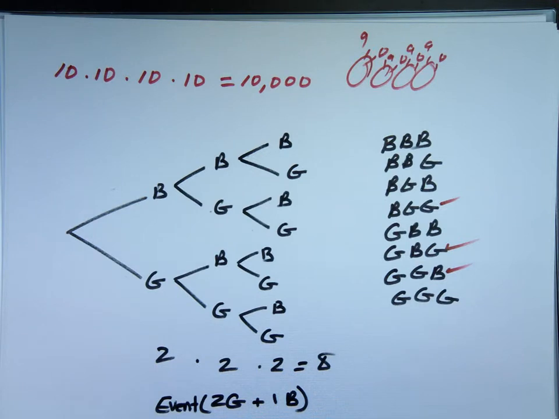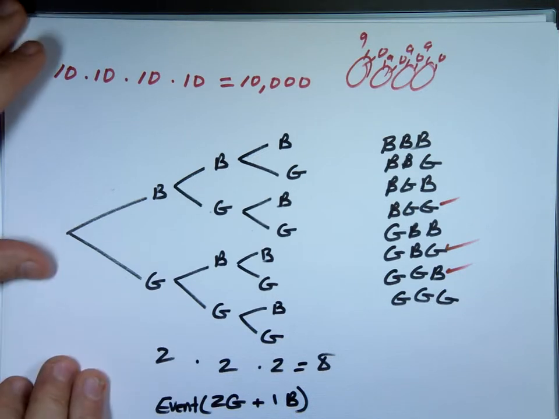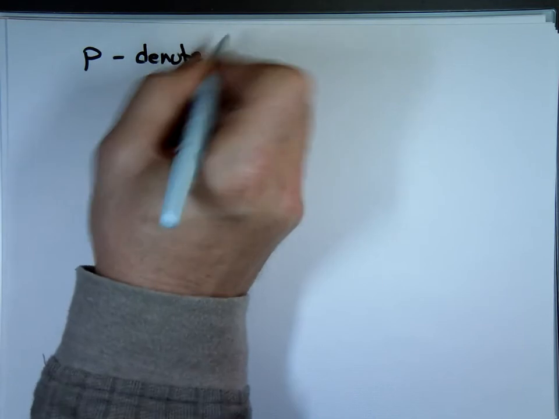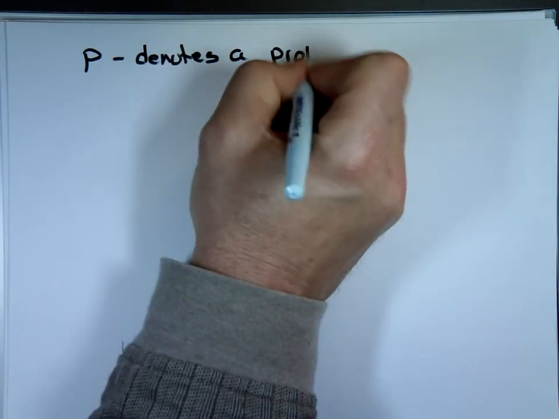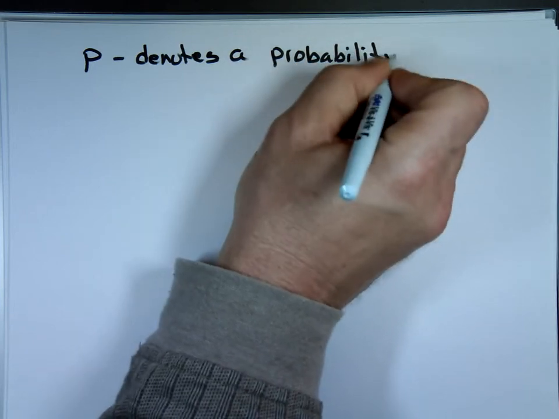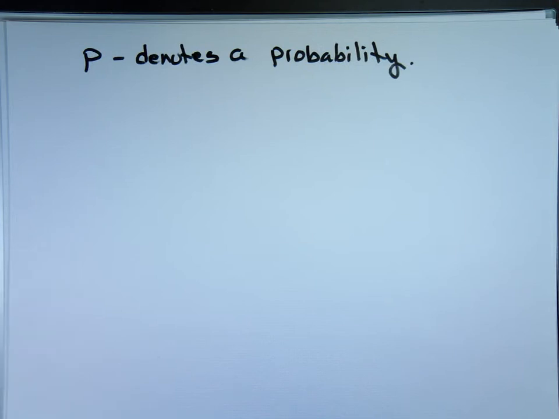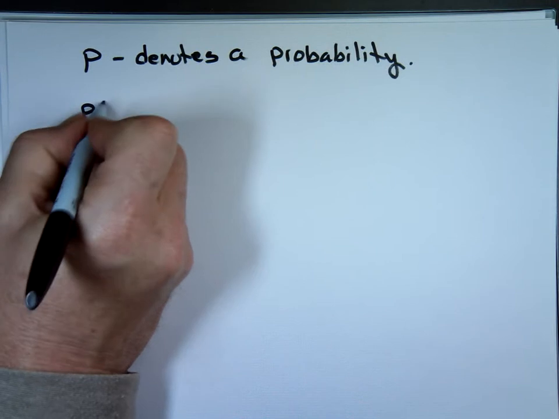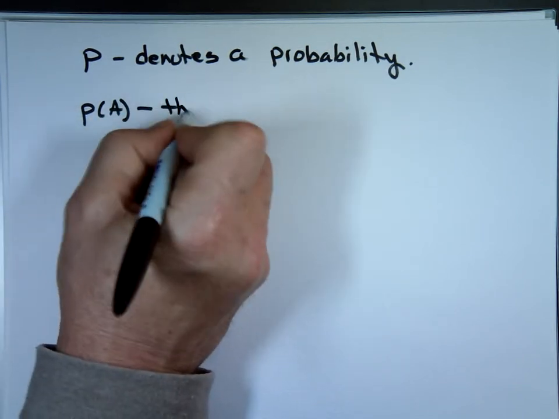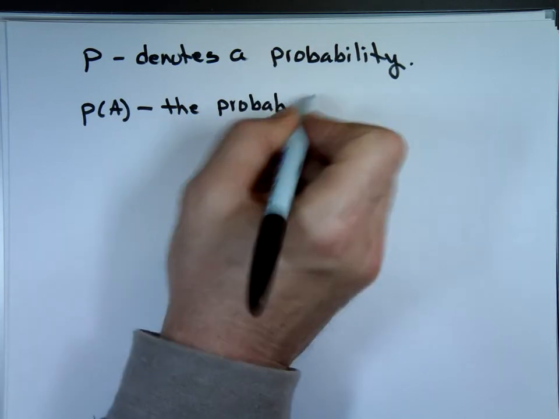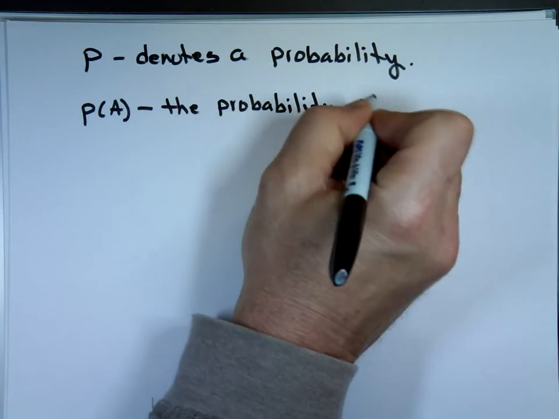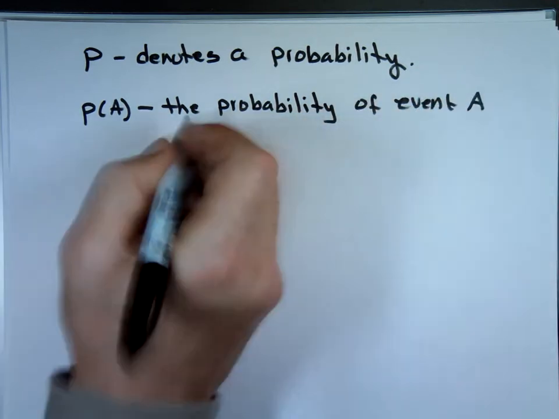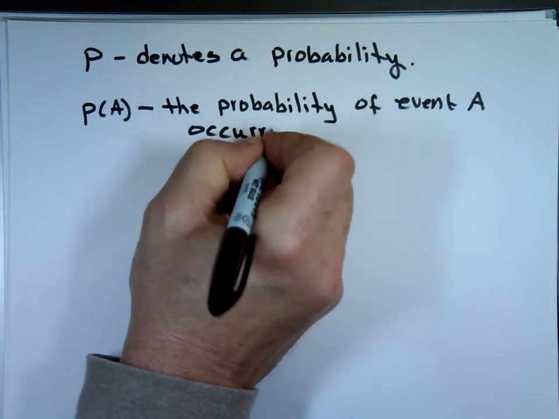Okay, I've been biting my tongue the whole time, not mentioning what probability is. So we're going to use the letter P to define probability. P here denotes probability. So when you see me write P of A, really what I'm saying, the probability of event A occurring. What's the chance that event will happen?